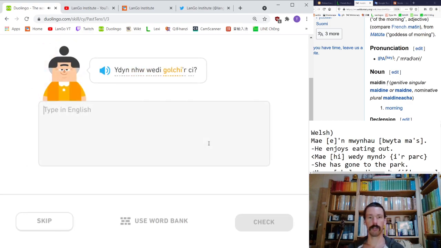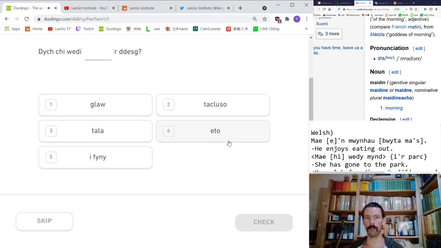Ydyn nhw wedi golchi'r ci? Golchi. Have they washed the dog? Dych chi wedi tacluso'r ddesg?